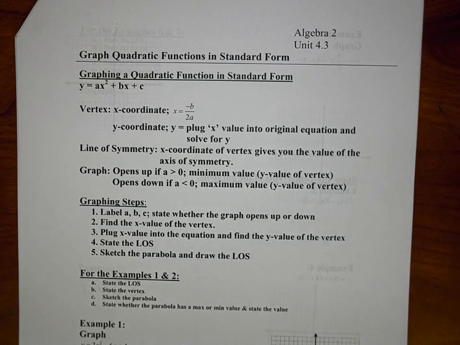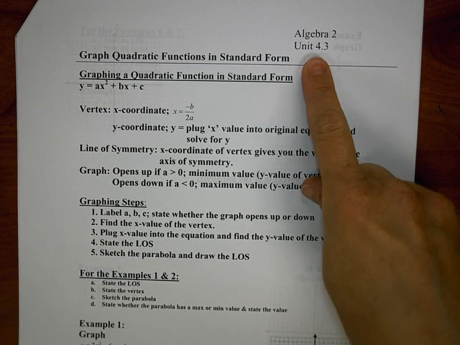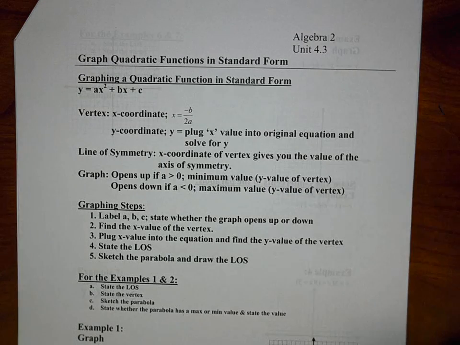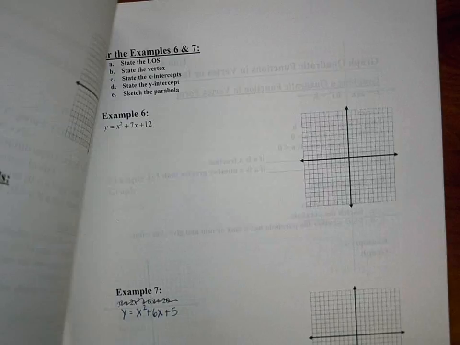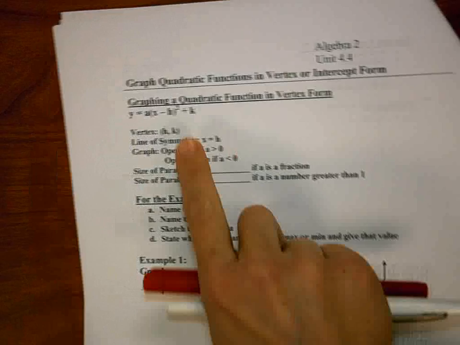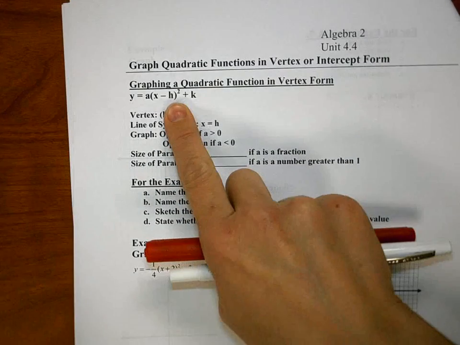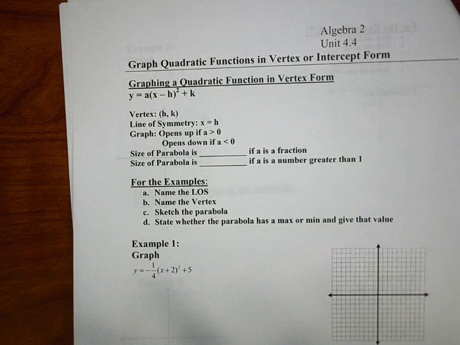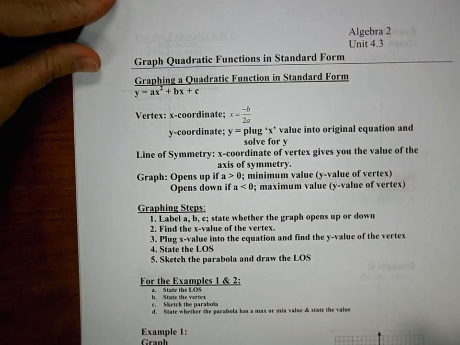All right, so today we are doing Unit 4.3, and we are graphing a quadratic function in standard form. If you look through your notes in a couple days, actually tomorrow, we're going to be graphing in vertex form. So there's two forms when you're graphing parabolas. One is standard form, one is vertex form. Today we are talking about standard form.